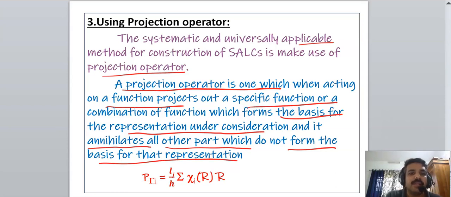Okay, and this is the equation for the projection operator. P cap gamma i is equal to li divided by h, sigma R, chi i R, R cap, where P is the projection operator of the particular representation, gamma i is a particular representation, li is the dimension that we know, h is the order of the point group, sigma is the sum over all the operations, chi i R is the character of the operation, and R cap is the operator acting on a function. Okay, clear.